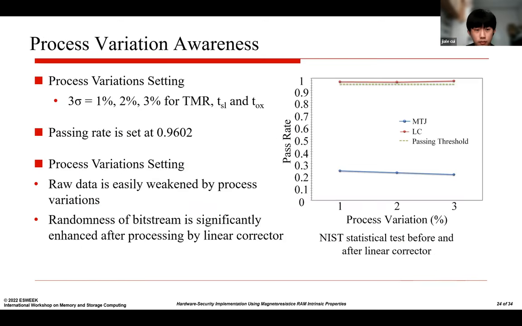And we also analyzed the process variation awareness of the proposed TRNG. The red figure shows the NIST test results of bitstream generated from TRNG before and after a linear corrector. We can see that the raw data is easily weakened by process variations, while the randomness of processed data is significantly enhanced.